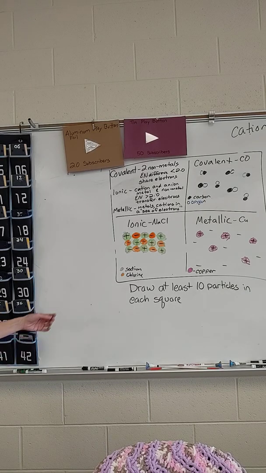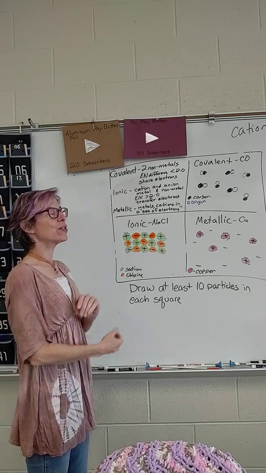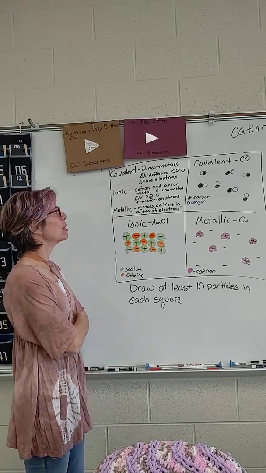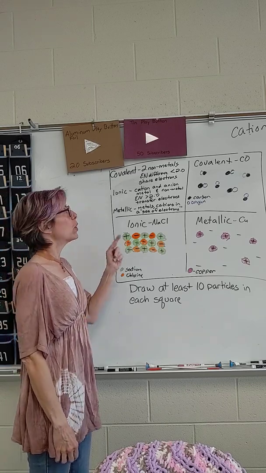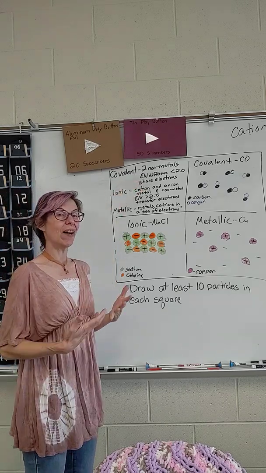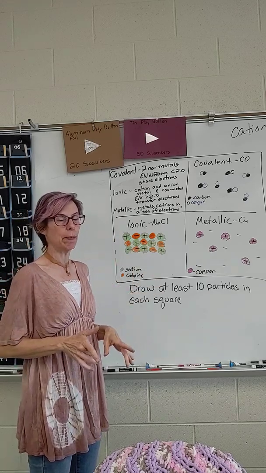Hey everybody! So today we're learning about the different types of bonds. There are three major types of bonds that we're going to learn about in honors chemistry. There are covalent, ionic, and metallic. Covalent bonds occur between non-metals. So if you see a metal in there, you immediately know it's not a covalent bond.